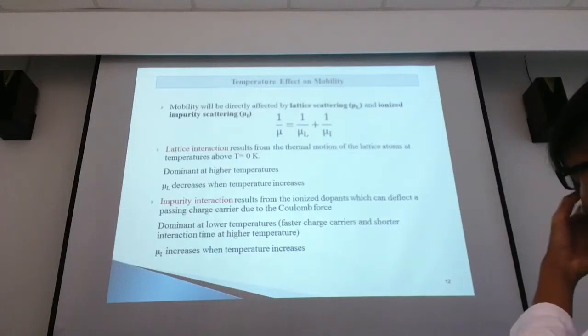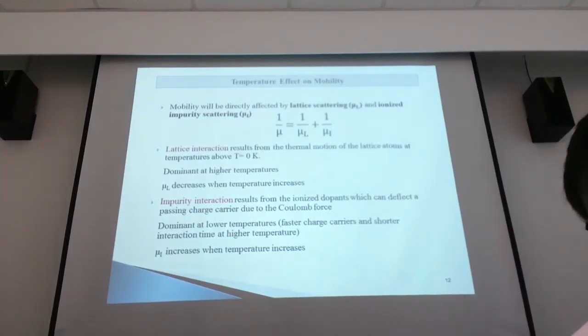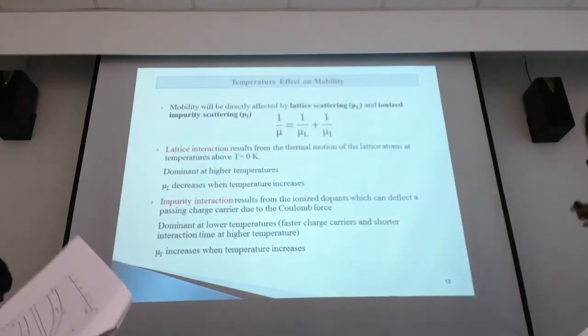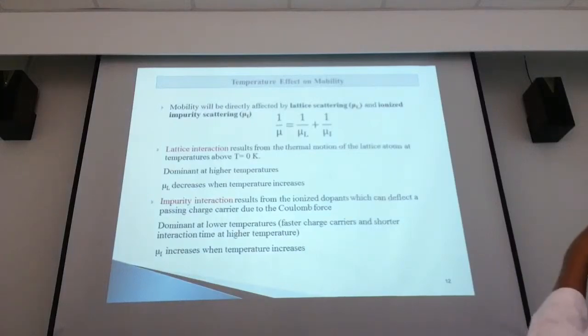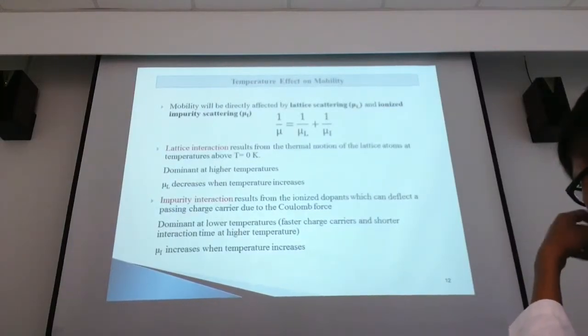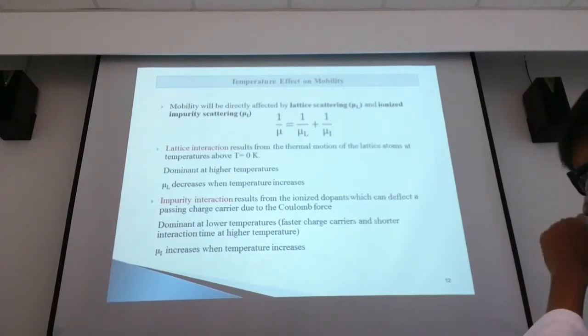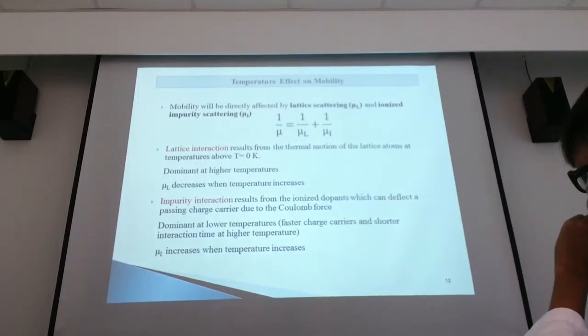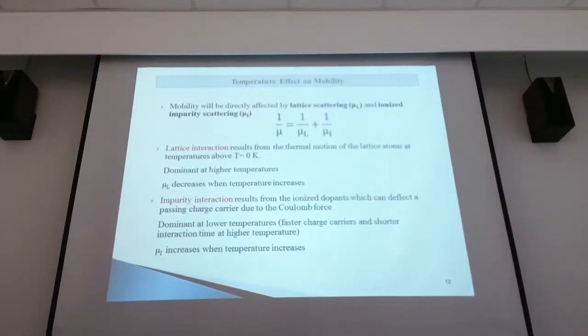Impurity interaction is something dependent on impurities. Now impurities, as I said, are free electrons. It can do anything. It's like a big boss, like a Superman who can fly through this room, so he can go across. So as temperature increases, he will just run out. So mu increases. That's why I said it's a silly example. Okay, so impurity interaction and lattice interaction are two mobilities that define the net mobility.